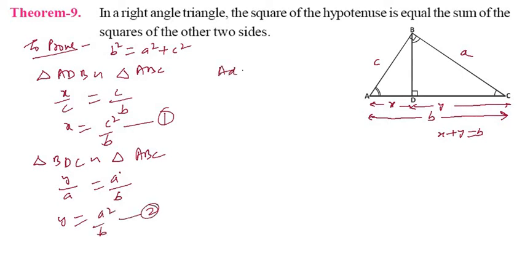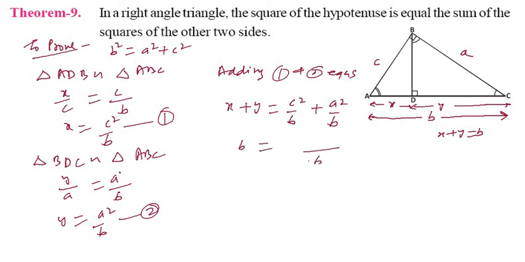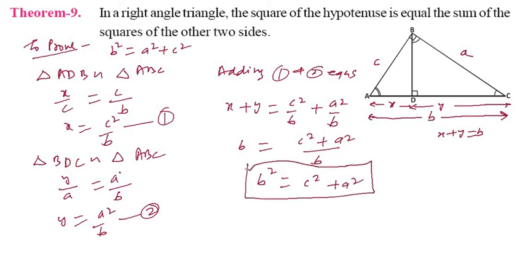So adding first and second equations. So X plus Y is equal to C square upon B plus A square upon B. Now taking X plus Y, as you know, it is B. So you can write here B. And here taking LCM B, that is C square plus A square. Now do the cross multiplication. That means B square is equal to C square plus A square. And this is what you had to prove. It's very simple, so you can do very well.